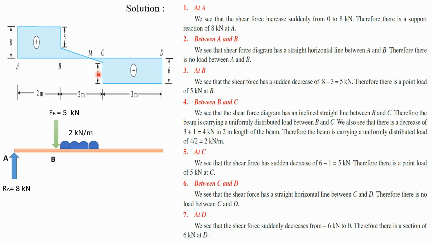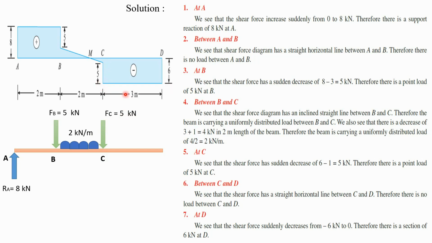So there will be some point load acting at that C point, which changes the value of shear force from minus 1 to minus 5. So that value is 6 minus 1, and that is 5, which is acting in the downward direction. So that shear force Fc is equal to 5 kilonewton. So minus 1 minus 5 gives the shear force value at this point as minus 6.